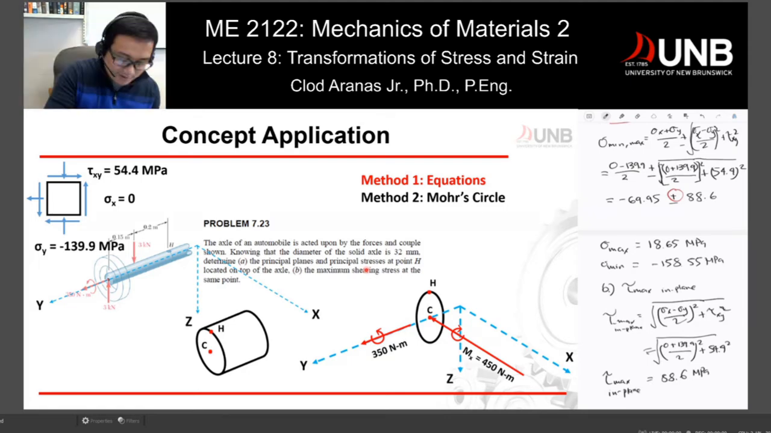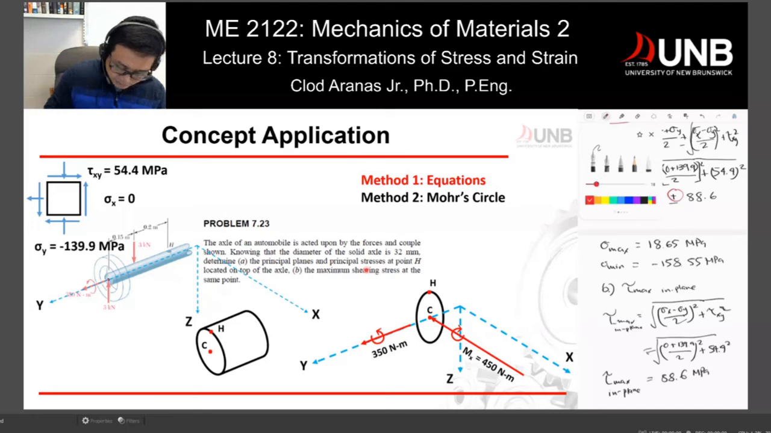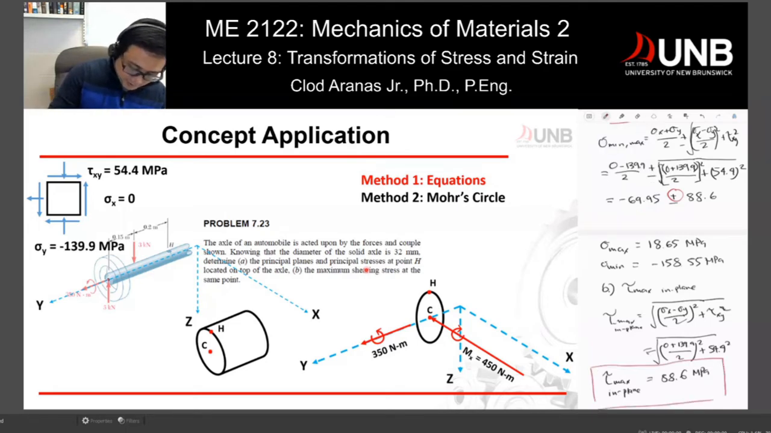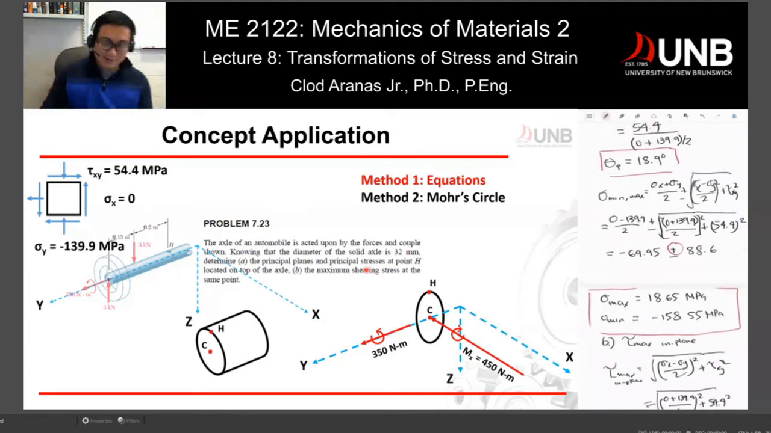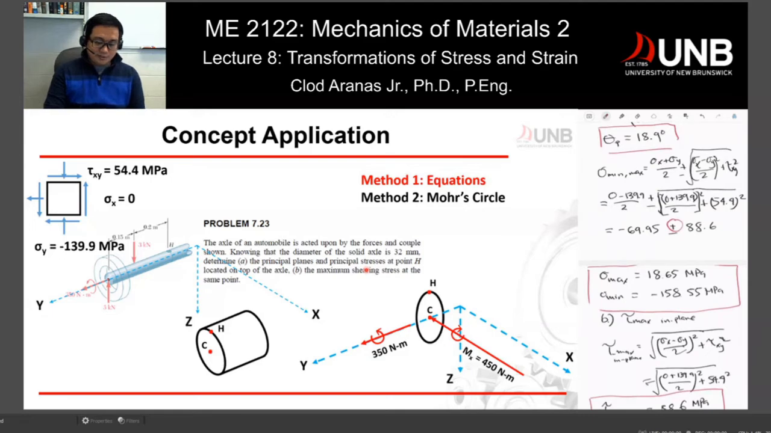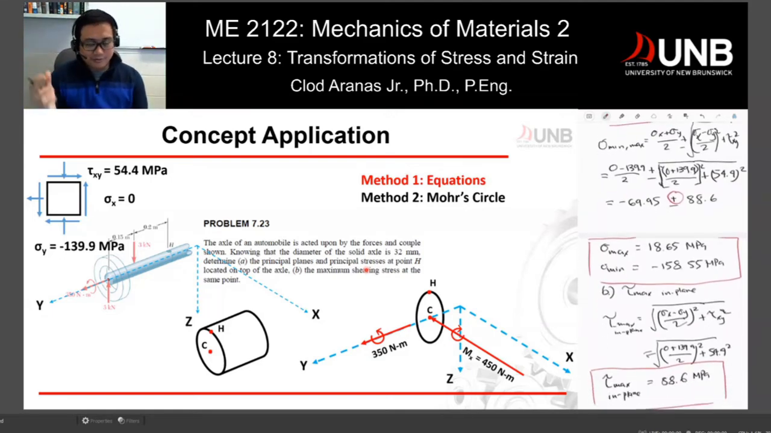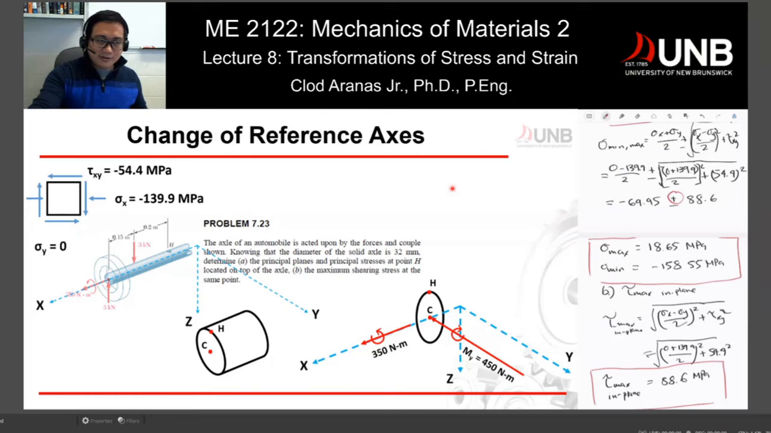So now we have this as maximum in plane. We now got our principal stresses, and we know what would be the rotation, or the principal planes, associated with your principal stresses, or the rotation that you need to obtain those min and max. Any other question? So now that's for equation. How about for Mohr circle? I'll be quick right here for a Mohr circle.